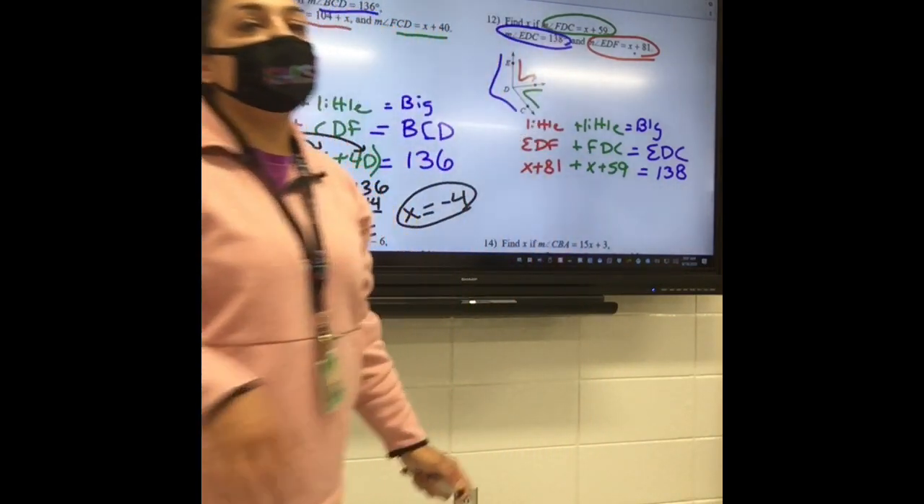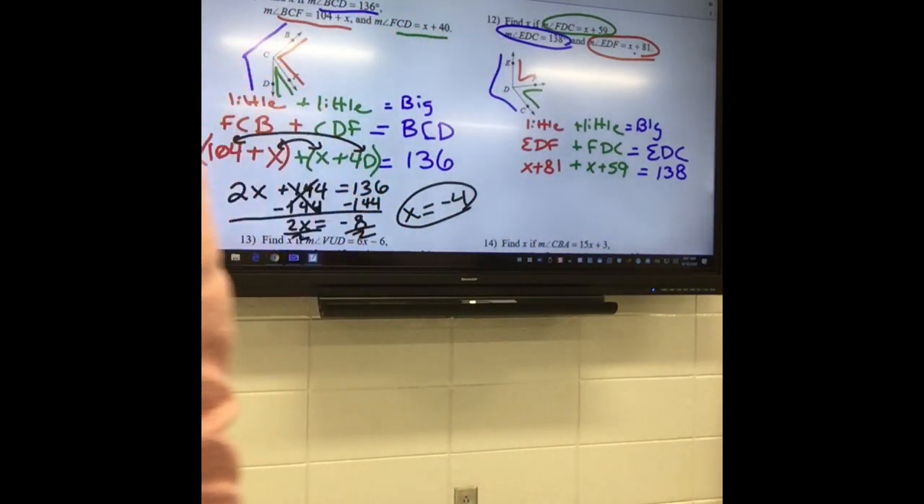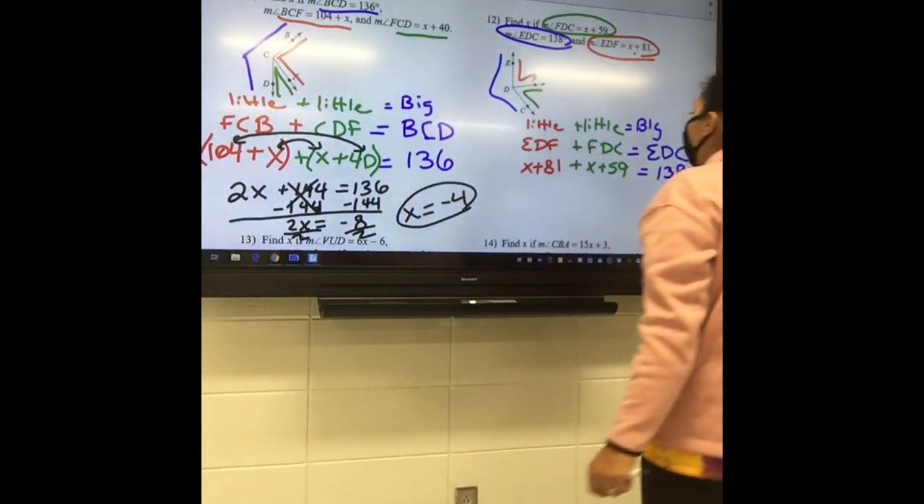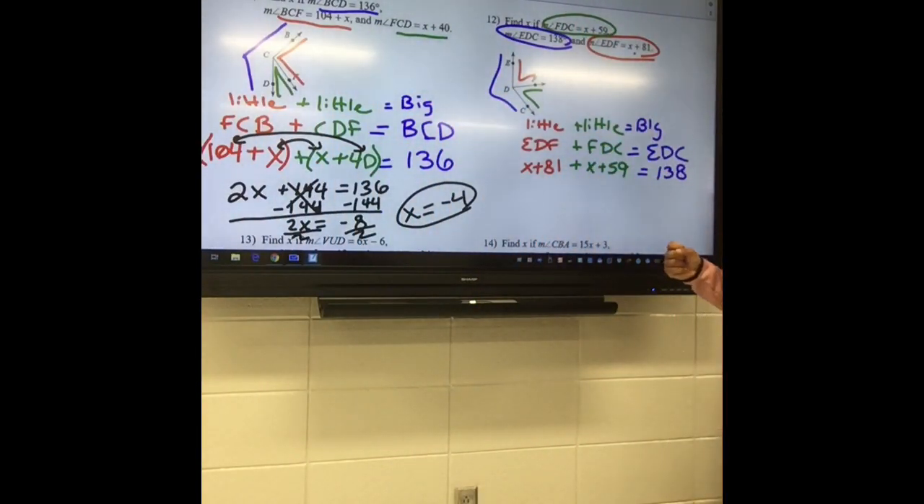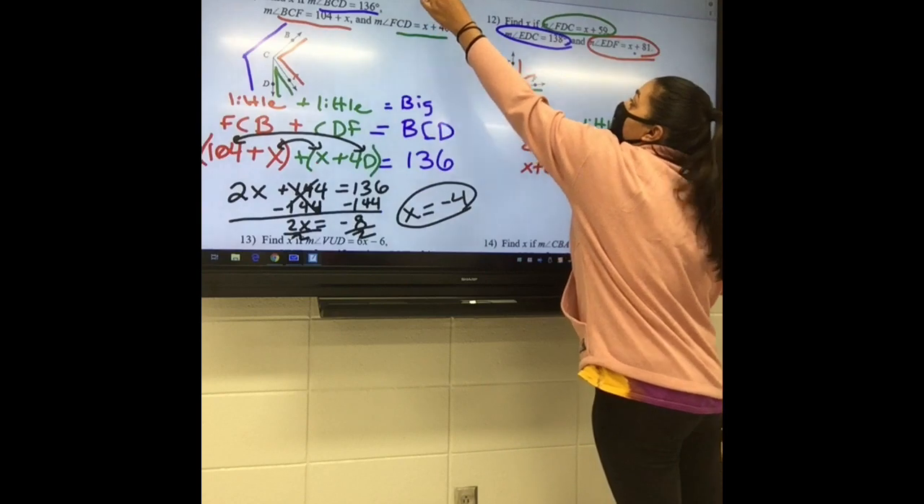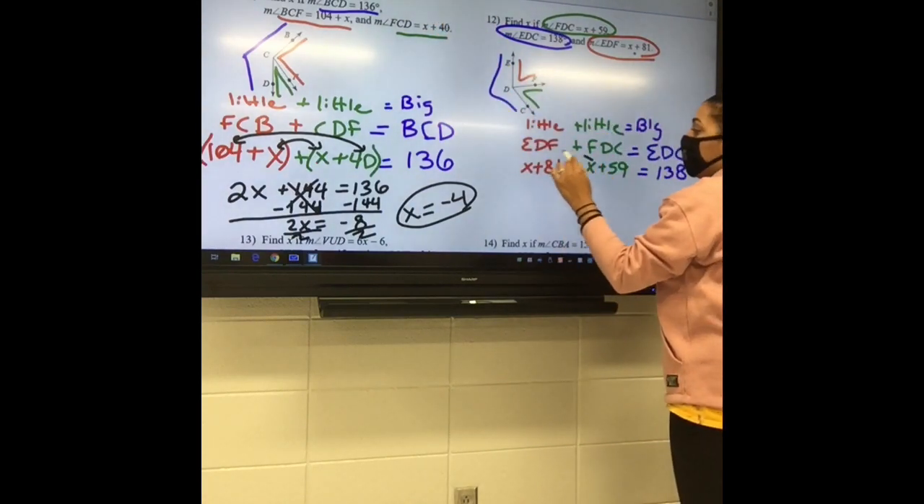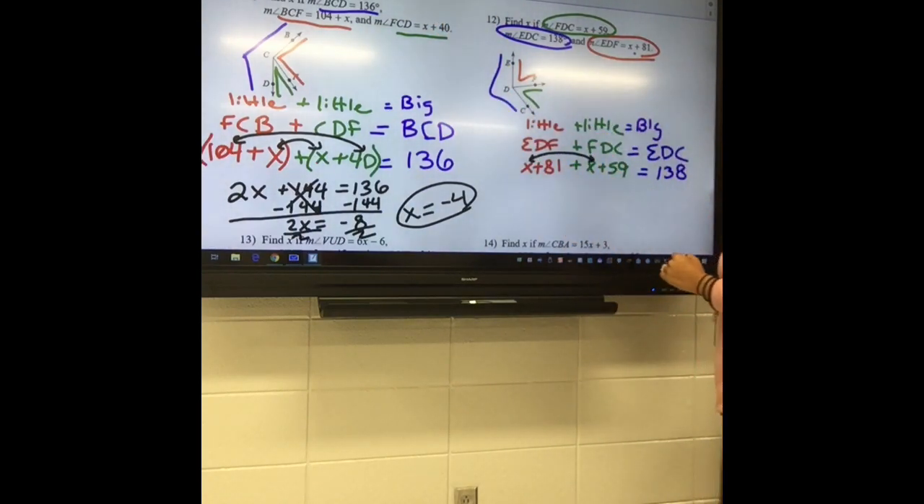Okay, now what do we do? Combine your like terms. Okay, so I got x plus 81 plus x plus 59. What can I combine? You can combine the x and x, and the 81 and 59 because they're both whole numbers. Perfect. So what is 1x plus 1x? 2x, right? 2x.